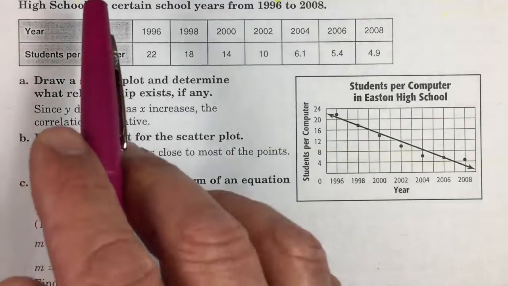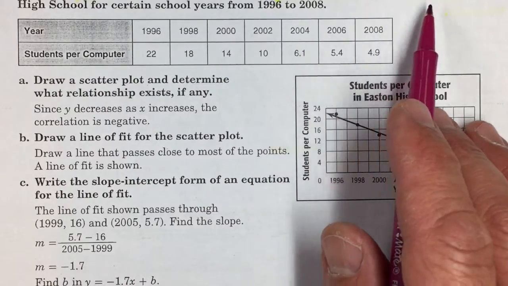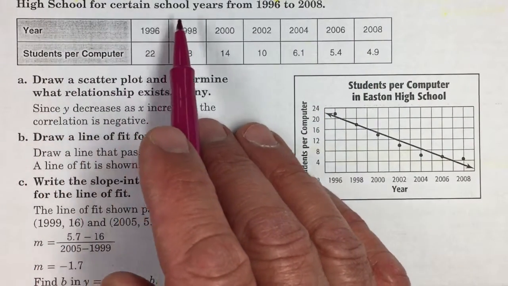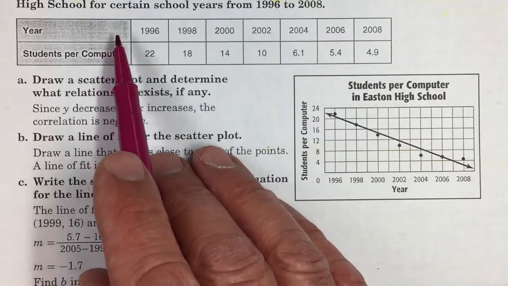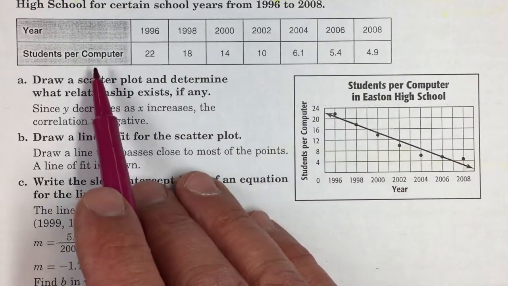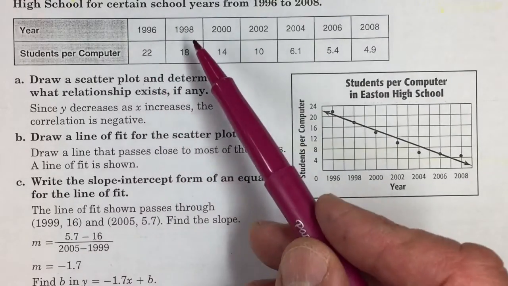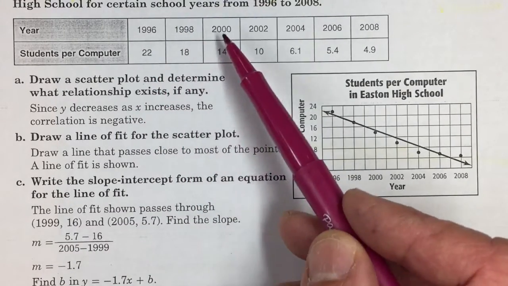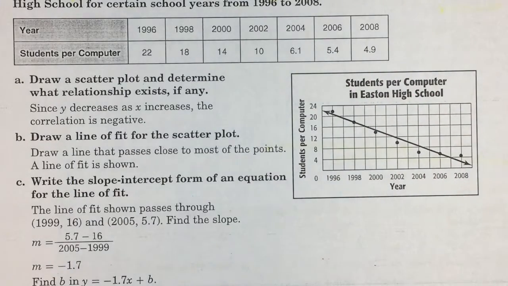Use lines of fit. In this example, the table shows the number of students per computer in Easton High School for certain school years from 96 to 2008. So you see the years here, and you see the students per computer. In 96, there were 22 students for one computer. In 98, 18 students for one computer, and so on. In 2008, you have 4.9 average, almost 5 students per computer.